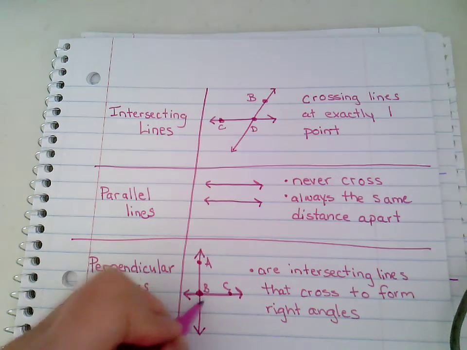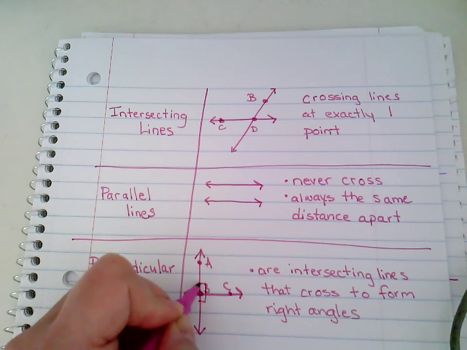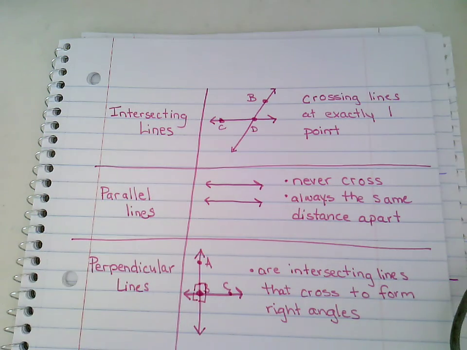So I could go on here and I could draw in that little symbol that shows that all 4 of those are right angles. Perfect 90 degrees. Okay, so use these notes on the next page. You are going to identify some of these angles.